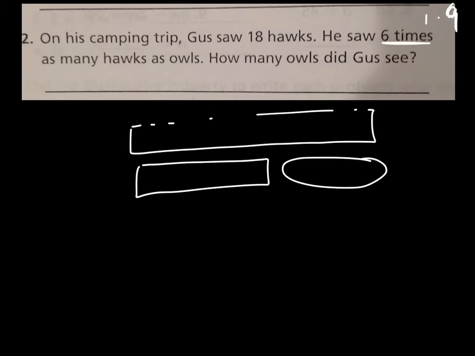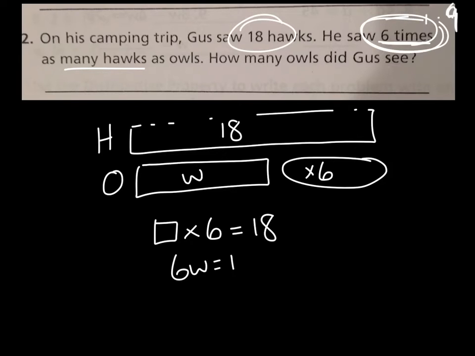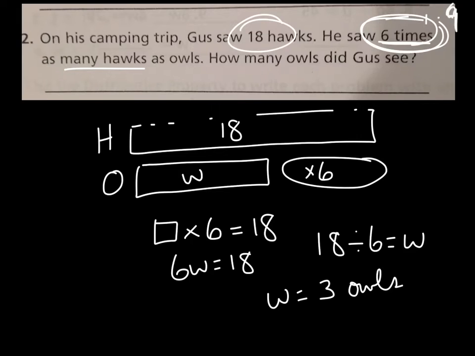He saw 6 times as many hawks, which means he saw more hawks. So this will be owls. We know that it says right here he saw 18 hawks. He saw 6 times, which we know goes like this. So now we have what times 6 equals 18. Or we could say, here we're going to call it W instead of O. We could say 6W equals 18, same thing, which is the same thing as saying 18 divided by 6 equals W. And there are 3 6s in 18, so he saw 3 owls.